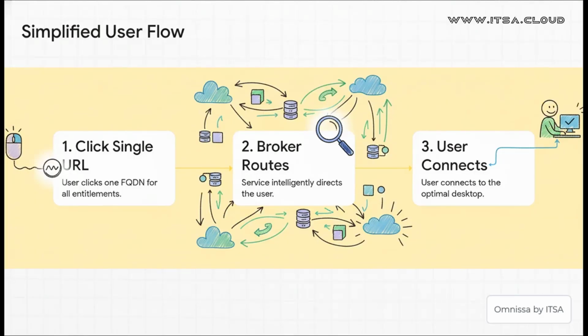From the user's point of view, the whole process becomes incredibly simple. They just click a single URL. That is it. Behind the scenes, the Universal Broker makes a split-second decision. It might see, hey, this user's in New York, let's connect them to the local data center. Or if that data center is slammed, it might seamlessly route them to a desktop running in Azure, all without the user ever knowing the difference.